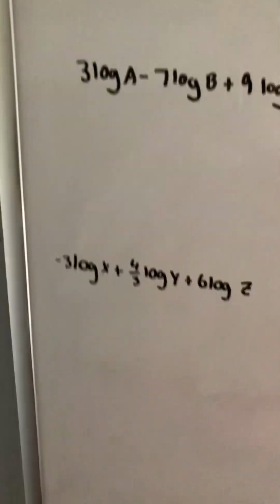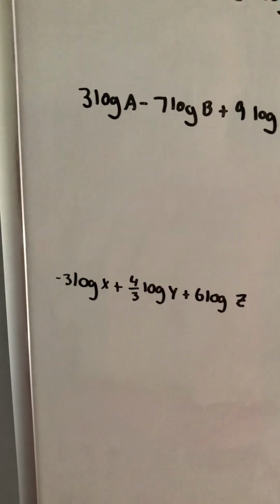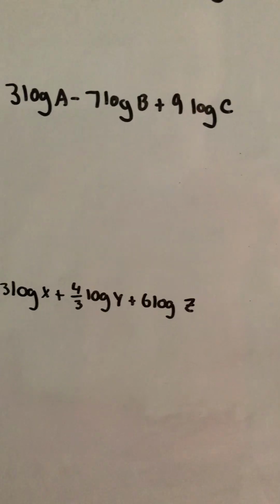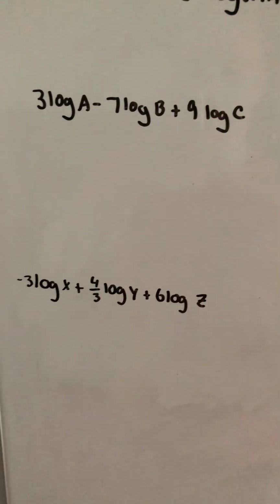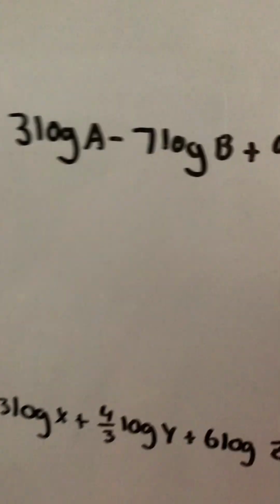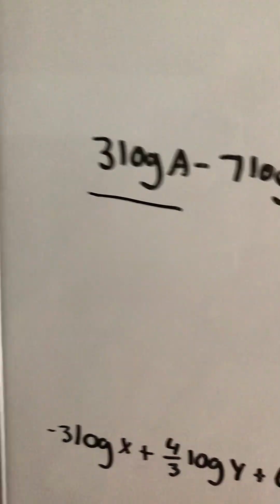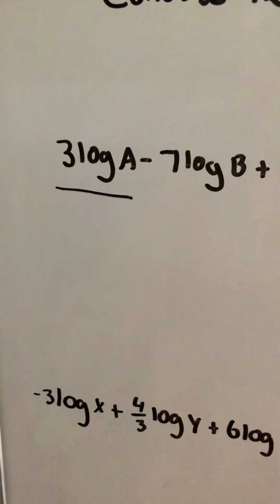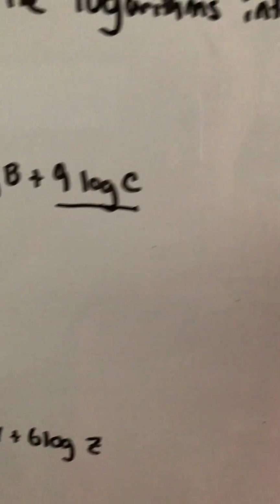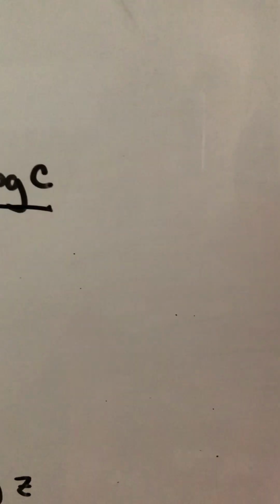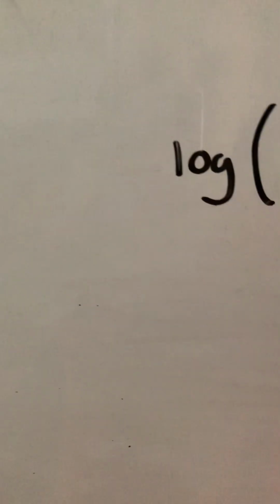Alright, number one, 3 log A minus 7 log B plus 9 log C. What I'm going to do here is identify where they're positive. So log C is a positive one. Log A is a positive one. That means they're going to be on the numerator. So I'm going to write log, and then I'm going to just draw out the parentheses just like that.